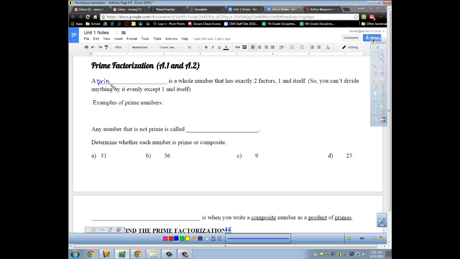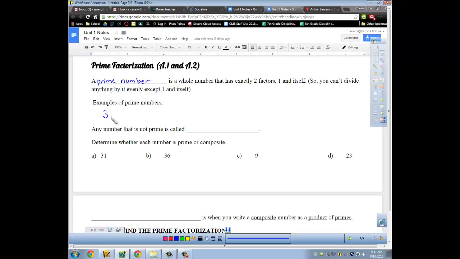A prime number is a whole number that has exactly two factors, one and itself. So that means that you can't divide anything by it except for one and itself and get a whole number. So an example would be, say, 3. I'm going to write that down here. 3 is an example of a prime number because you can only divide by 1 and 3. If you divide it by 2, you get 1.5, which is a decimal. I don't want a decimal.